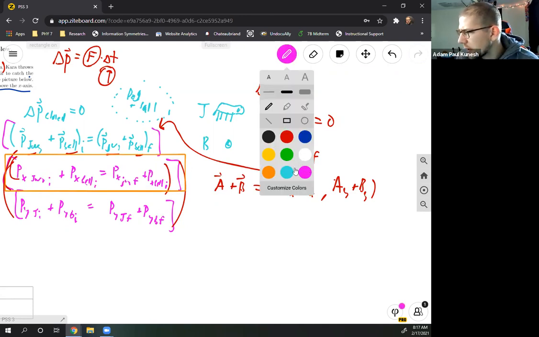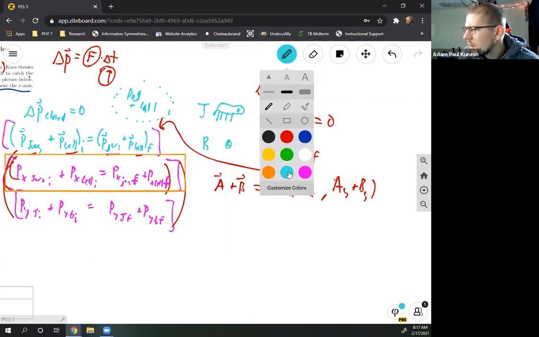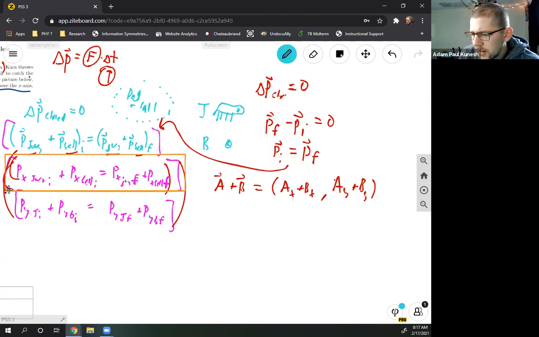I realize now I've actually got a bad subscript here. This should be p ball final. So the right side is my final, the left side is my initial. The one that I'm going to make bluish tells me that momentum is conserved in my y direction. The left side is my initial momentum for Jersey and the ball. The right side is my final momentum for Jersey and the ball.